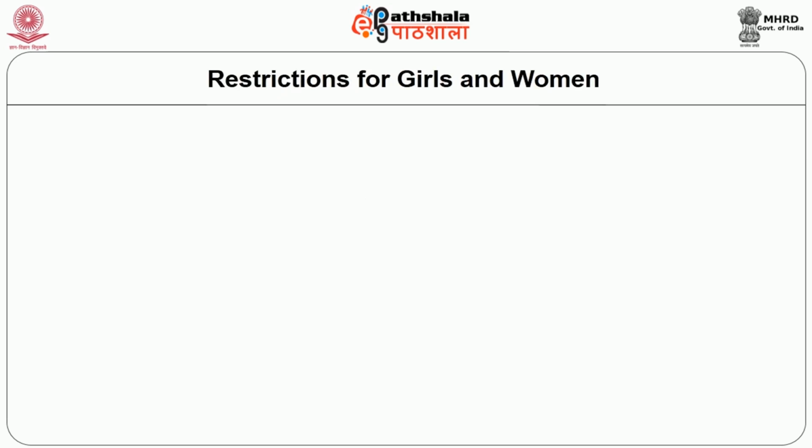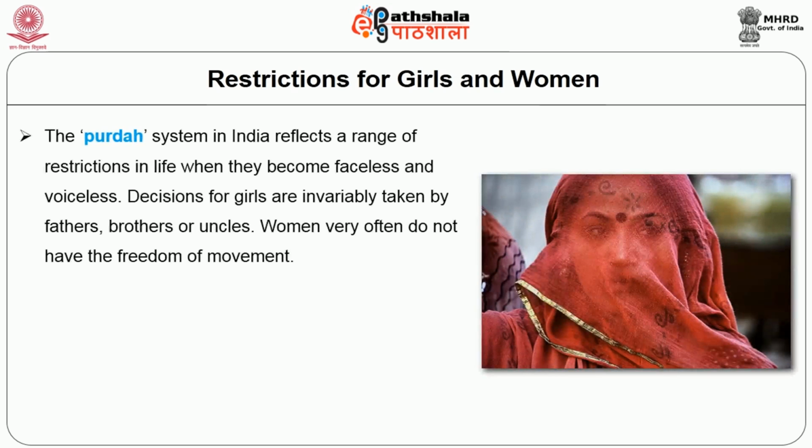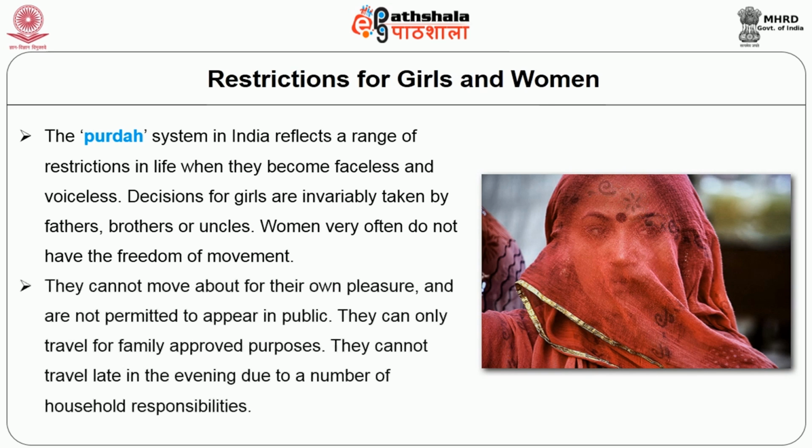Let's look at the restrictions that are imposed for girls and women. First of all, the Purdah system in India reflects a range of restrictions in life when they become faceless and voiceless. Decisions for girls are invariably taken by fathers, brothers, or uncles. Women often do not have the freedom of movement. They cannot move about for their own pleasure and are not permitted to appear in public. They can only travel for family approved purposes. They cannot travel late in the evening due to a number of household responsibilities.